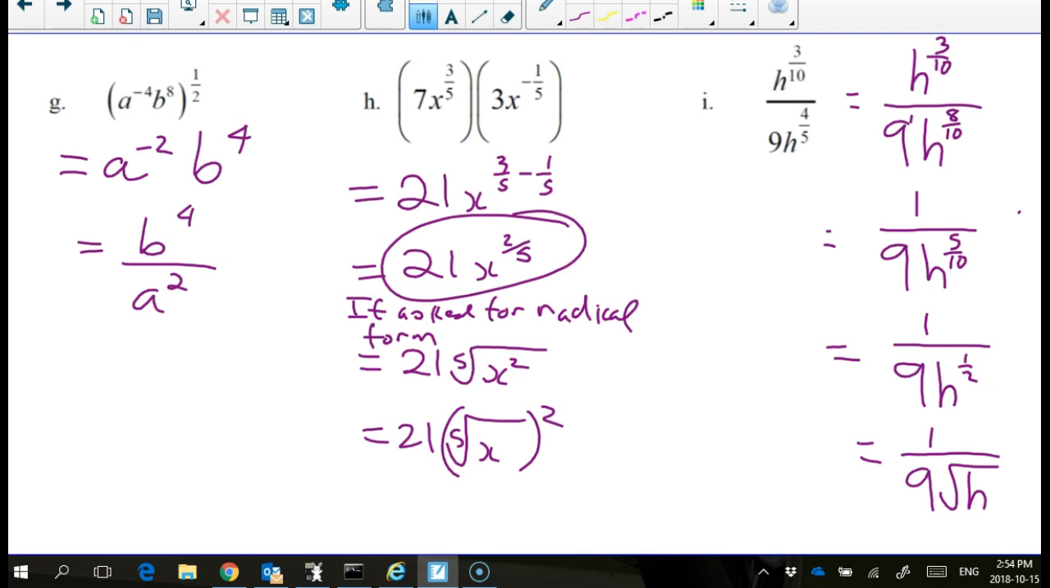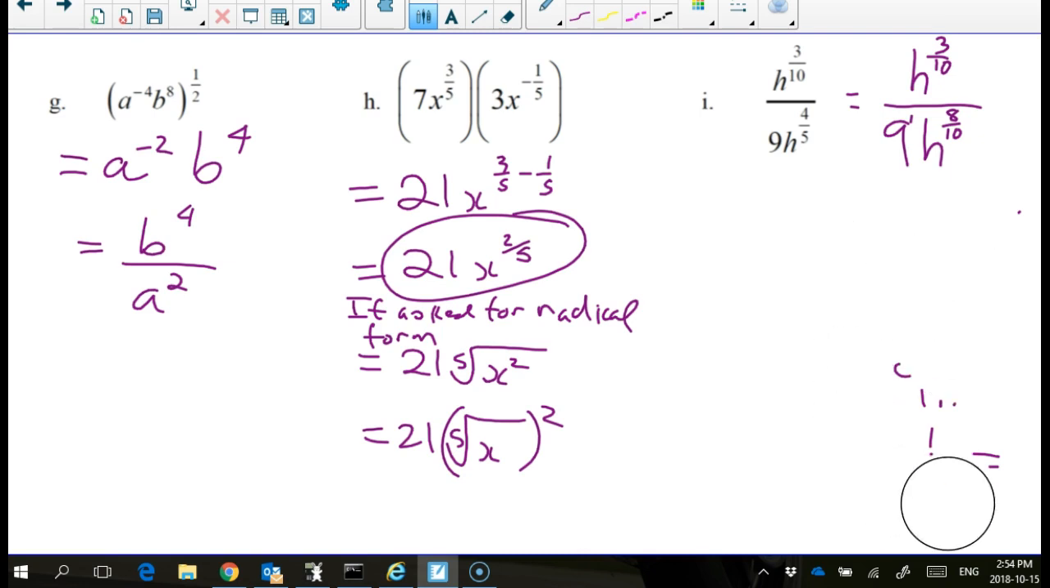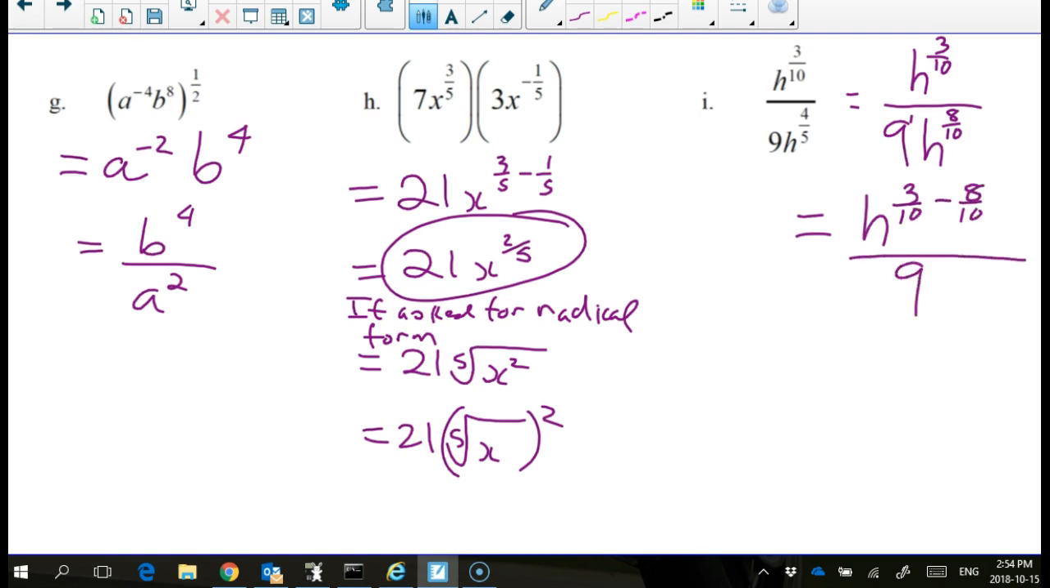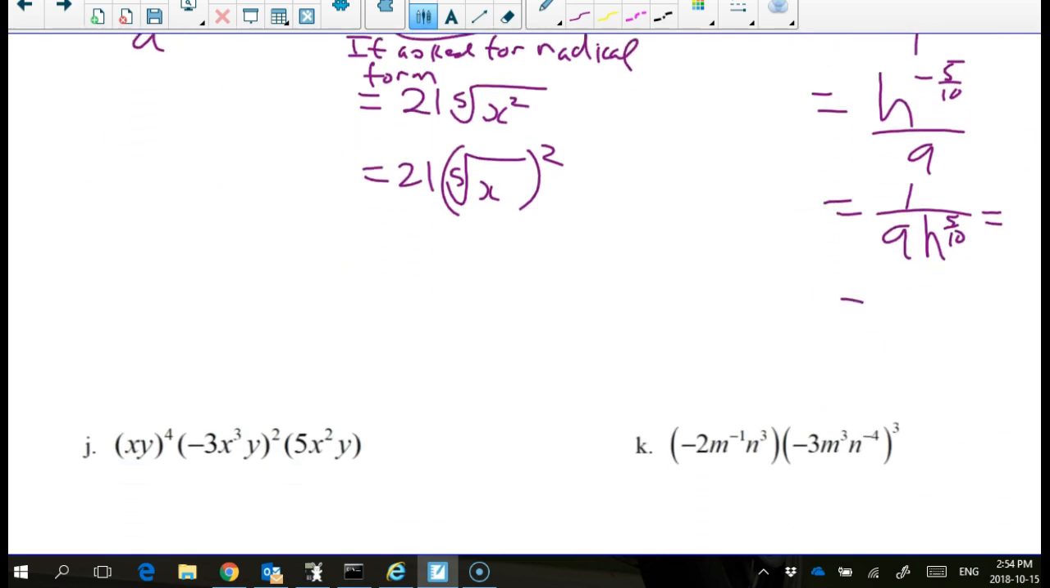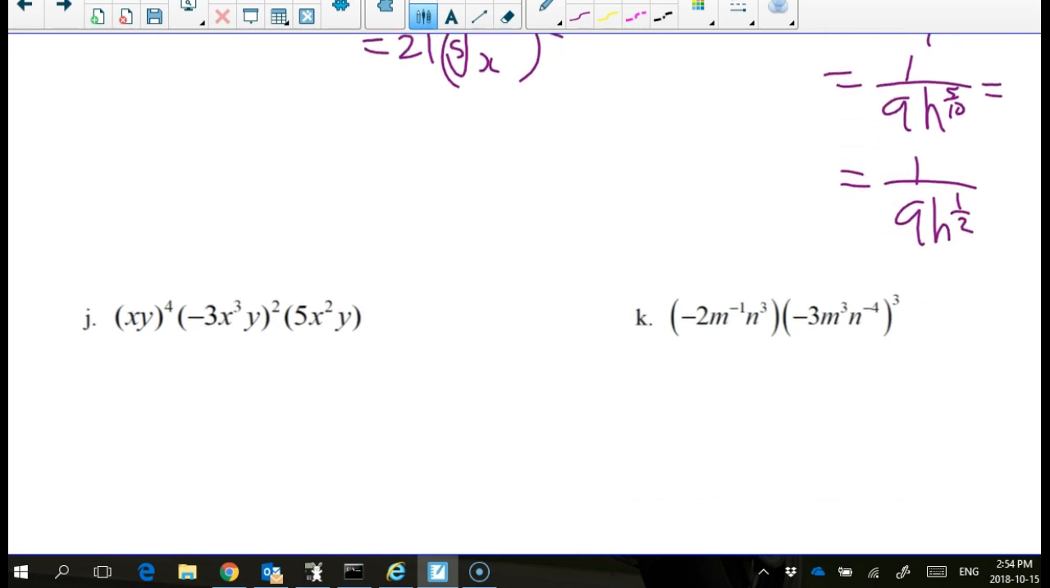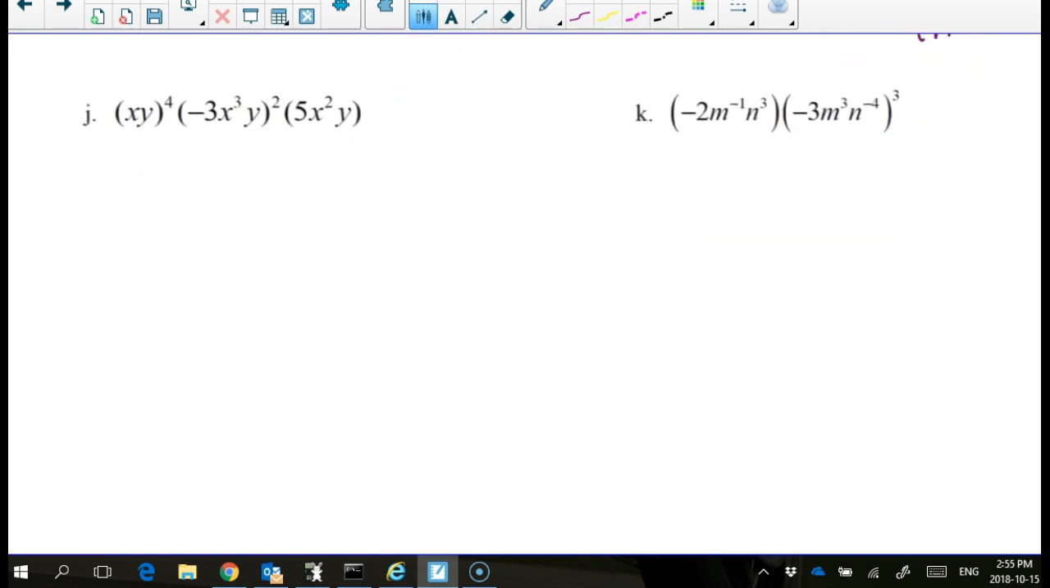Okay, so any questions about this? Common denominator. Here's an alternative: equals h to the 3/10 minus 8/10 over 9. Don't touch the 9, there's no exponent on it. So h to the -5/10 over 9, which becomes 1/9 h to the 1/2, and so on, if you wanted to change it. But it didn't ask for radical form. Okay, give this one a shot and see what happens.